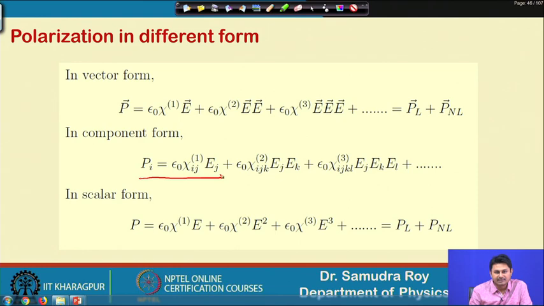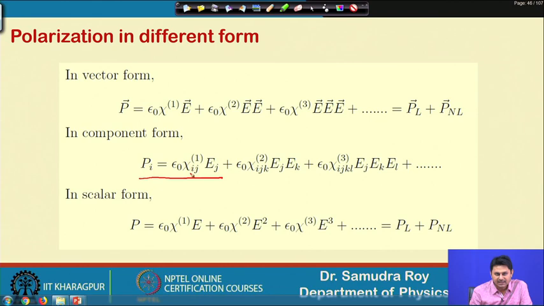So, Pi is essentially the ith component of the vector P, and if it is the ith component, it should be related to the different components of the E field, because polarization does not depend on only one particular field component E, but there may be a combination. Since it is E square, E cube, these dependences are there. So, if I go to the first term, you can see Pi is related to Ej and chi ij.